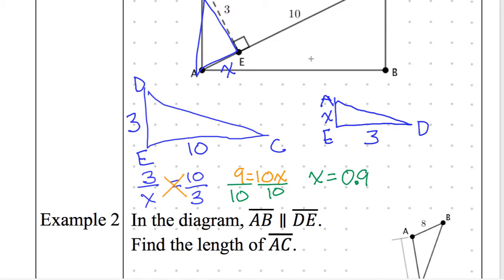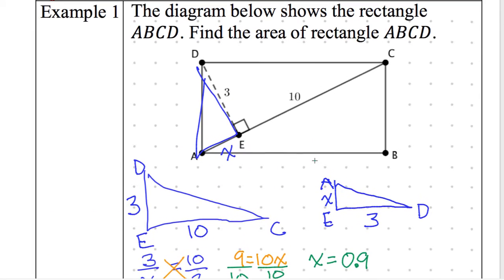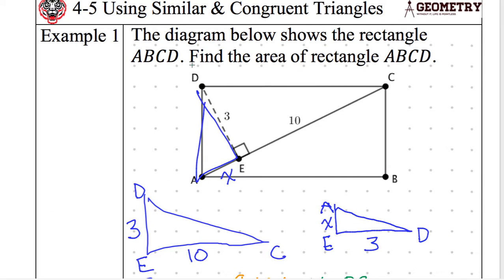Thank you. X is equal to 0.9. Are we done? No, you didn't box your answer. Exactly. We didn't box our answer. What was our answer? 0.9. What were we trying to find? The area of the entire rectangle. Yeah, we're trying to find the area of this entire rectangle.